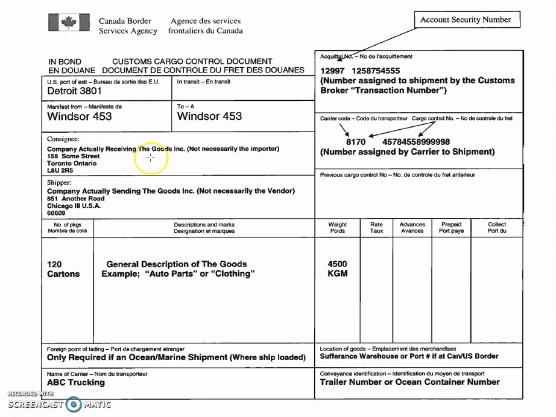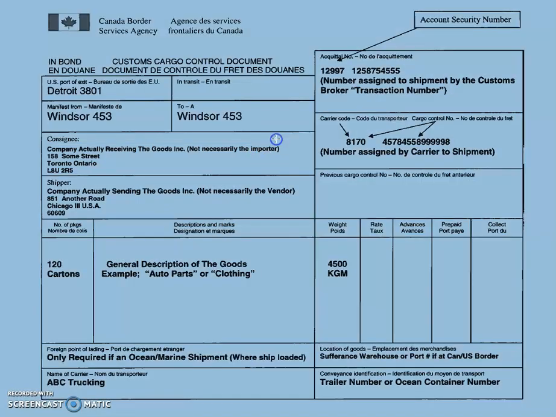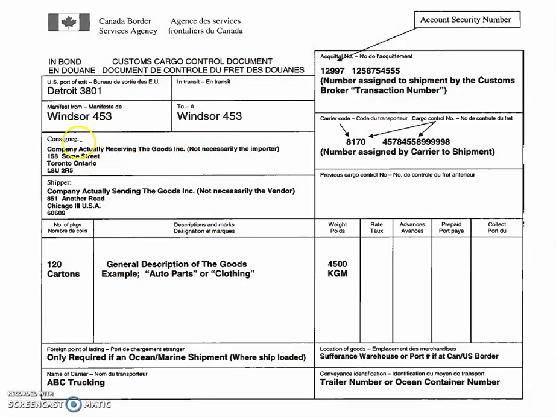So the carrier only knows where they're delivering the goods. They may not know who the actual importer is because they don't care. Their job is to pick the goods up at some place and to take the goods to another place. So what they tell customs is who the delivery address is. But as you can see here, it says not necessarily the importer. That's up to us, the customs broker, to decide. But the carrier will put the delivery address in here.